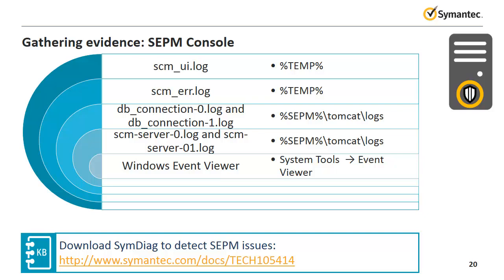If the console experiences issues connecting to the database, you may also see entries in the database connection and SCM server logs. If services fail to remain in a start state, you can also find entries in the Windows Event Viewer. Another approach to gathering evidence would be to download SimDiag to detect console login issues. For more information on this topic, see the KB listed on the screen.